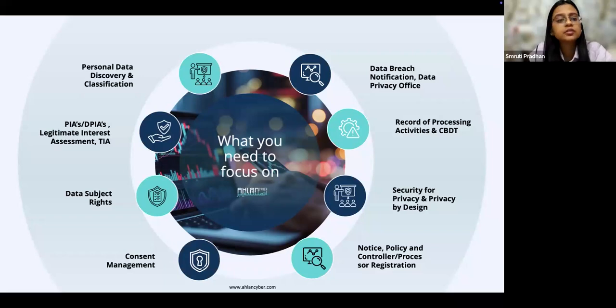For that, the first step for any organization today is to move forward with a personal data discovery and classification exercise. This is a requirement in order to ensure that you are building the right strategic program in place.